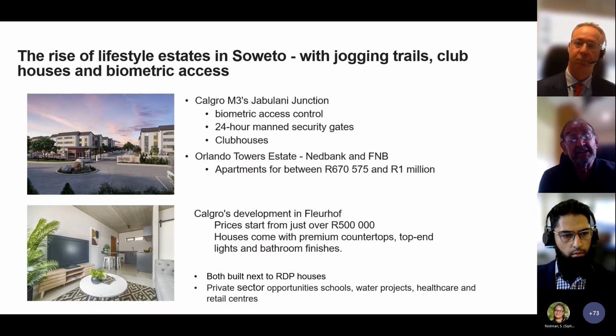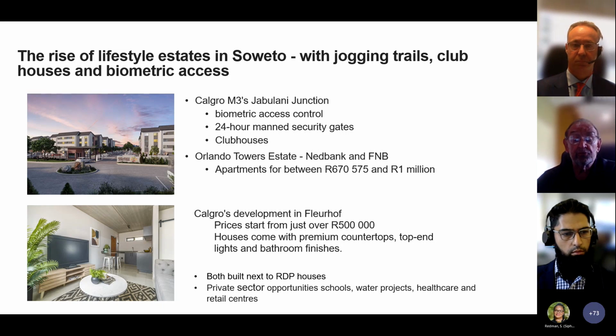This has biometric access, 24-hour manned security gates, clubhouses. It has jogging trails, and it's important to know that these were previously only available in the so-called suburbs of Johannesburg and Cape Town, Durban, etc. And now we're seeing these developments taking place at a township level.